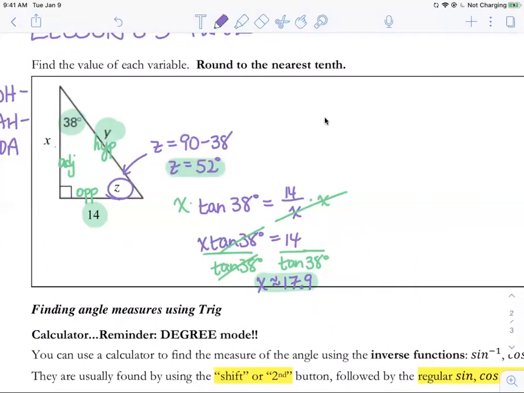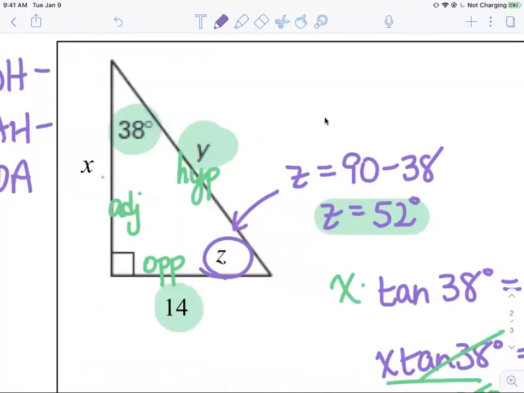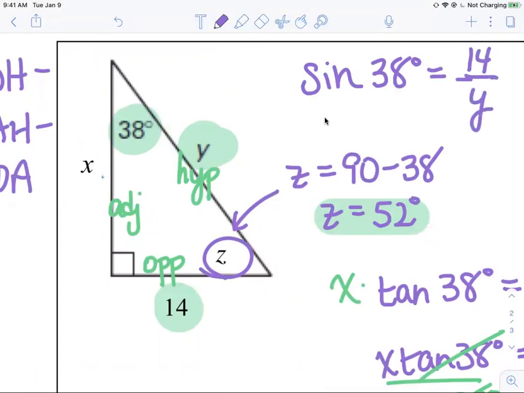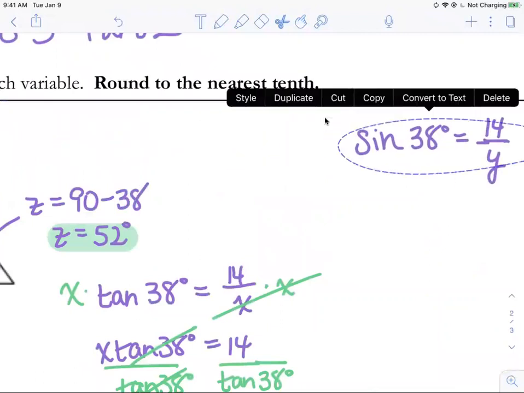So y is using hypotenuse and opposite. Well, hypotenuse and opposite is sine. Okay, so we'll do the sine. I'm going to write over here and then transfer it over. The sine of 38 degrees is the opposite, which is 14, over the hypotenuse, which is y. The sine of 38 is 14 over y.